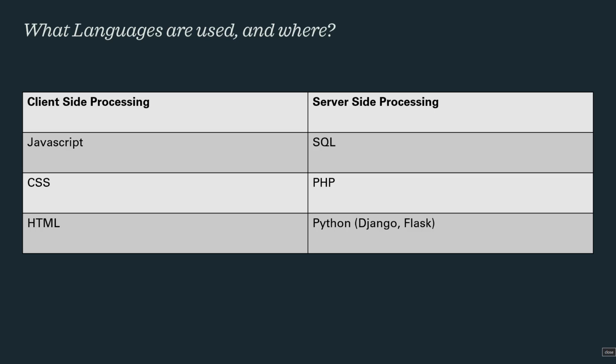And as another example, Python, using things like the Django or Flask web framework, is then responsible for handling the actual messaging back and forth over the network using the ISO model or using the TCP/IP protocol. And so that is a quick idea of what languages are used.